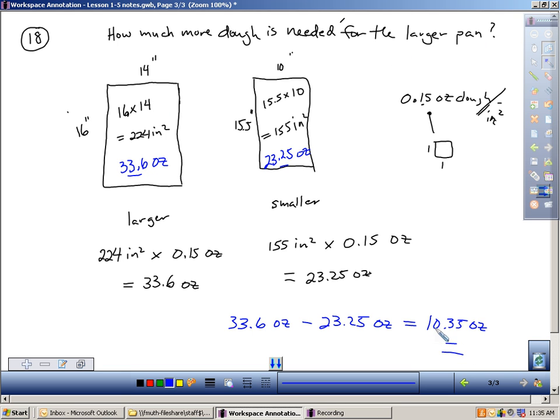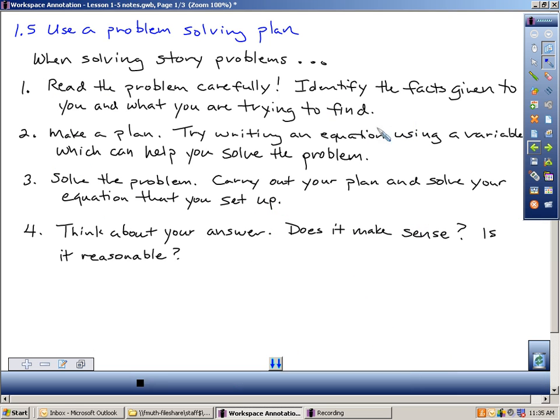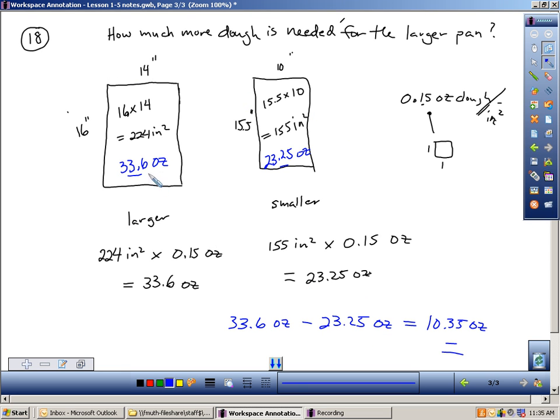Okay? So I used all the rules, I would say, that we talked about here. Let me go back. I read the problem carefully. I made a plan, drew a picture. I solved it. Thinking about my answer, this might be a little bit tough to think about. It seems reasonable. I'm looking at my math. I'm not seeing anything obvious that's out of line here.